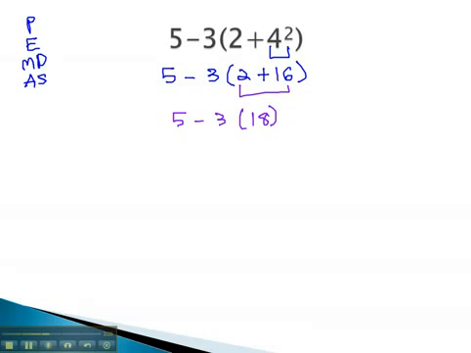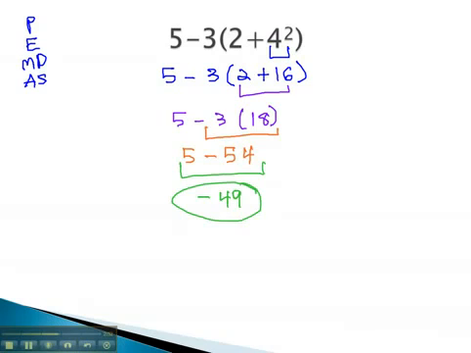Now that the parentheses are done, we work down the order of operations. There's no exponents, but we do have multiplication. We will multiply the negative 3 times the 18, which is negative 54. Finally, we can subtract to finish out the problem, 5 minus 54, which is negative 49. And that completes the problem.